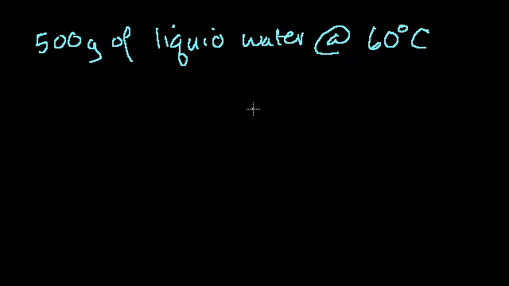Now my goal is to get it to 0 degrees Celsius, and the way I'm going to do it is I'm going to put ice into this 500 grams of water. And my ice machine at home makes ice that comes out of the machine at minus 10 degrees Celsius. And my question is exactly how much ice do I need? So how many grams of ice?